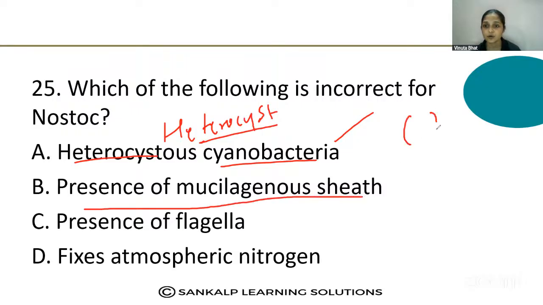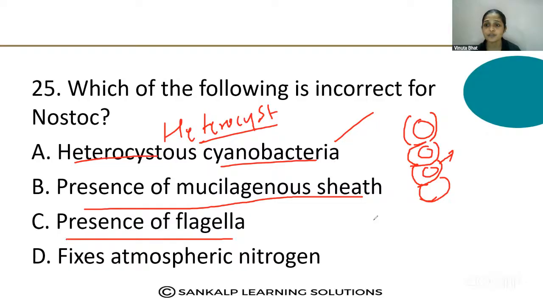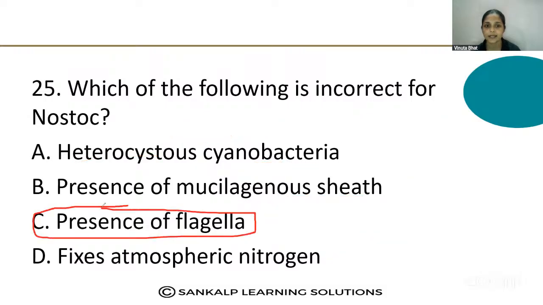So the cells of this nostoc filament contain the mucilaginous sheath, right? Just imagine these are the cells. So this is the mucilaginous sheath that is present in the nostoc. Presence of the flagella: in nostoc filament, flagella is not present. That is the wrong one. Fixes the atmospheric nitrogen, that is also correct. So option C is the correct answer.